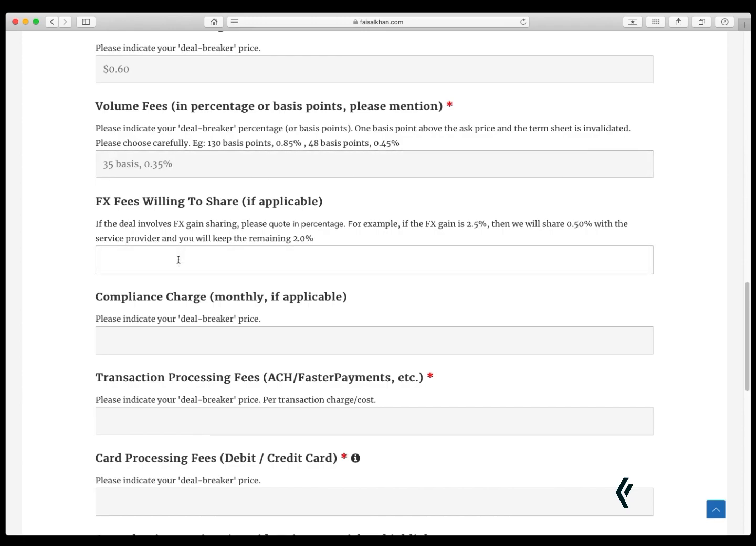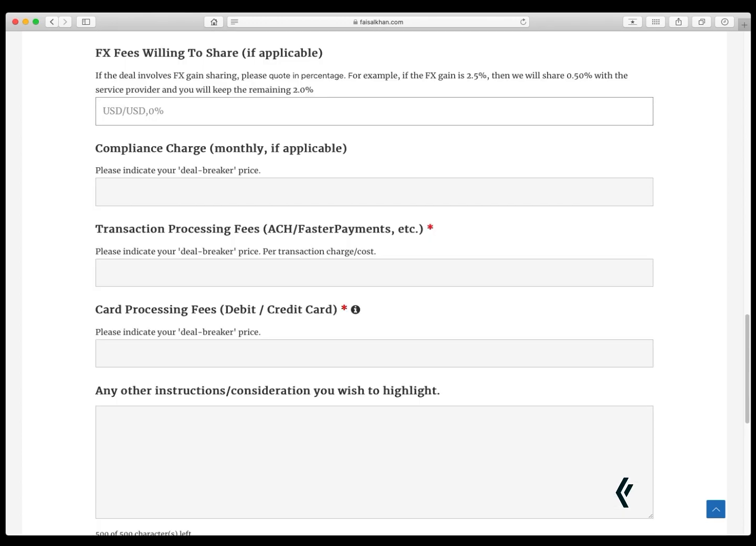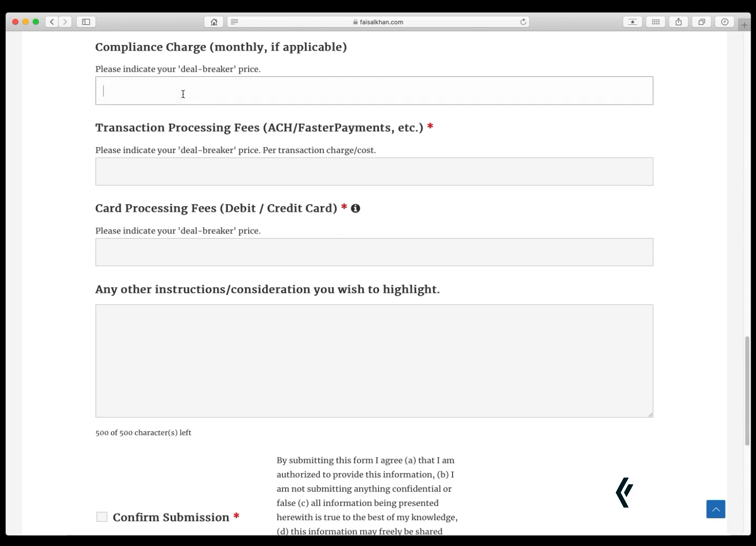What is the FX fee? You could say, well, it's a US dollar to US dollar transaction. I am willing to pay 0. That could be fine. It could be a US dollar to a euro thing, or you could say, okay, I'll pay whatever the FX component is. I'll pay 2.5%. I'll pay 0.5%. I'll pay 60 basis points. It is all up to you. What is the compliance charge you're willing to pay? You can say, I think $500 per month is a more appropriate compliance charge that I'm willing to pay. That could be okay.